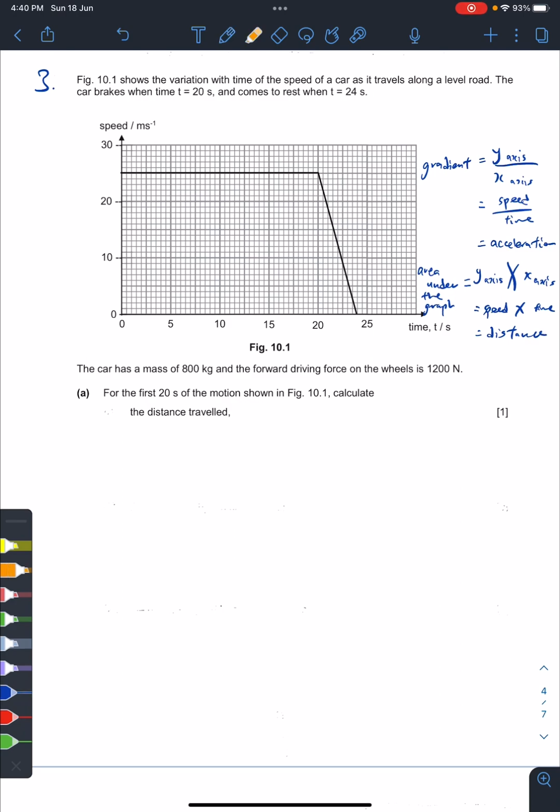The question is asking for distance. Cool. And read carefully: first 20 seconds. So you're literally finding the area of a rectangle. That's pretty easy.